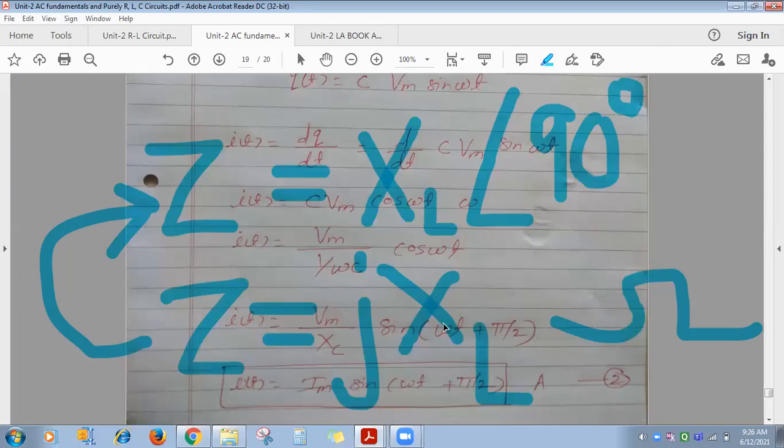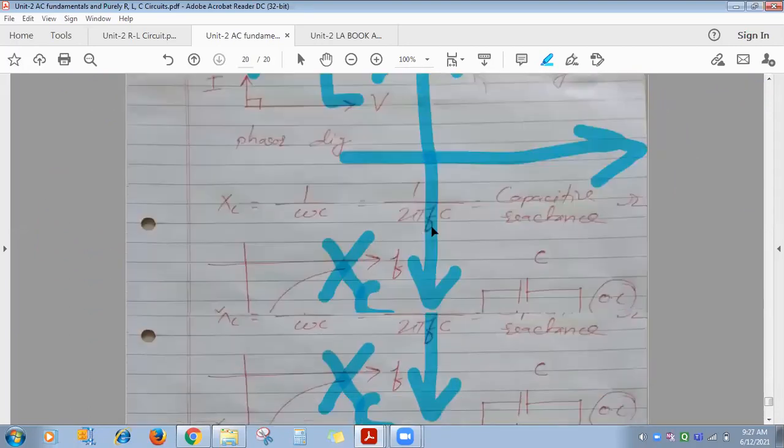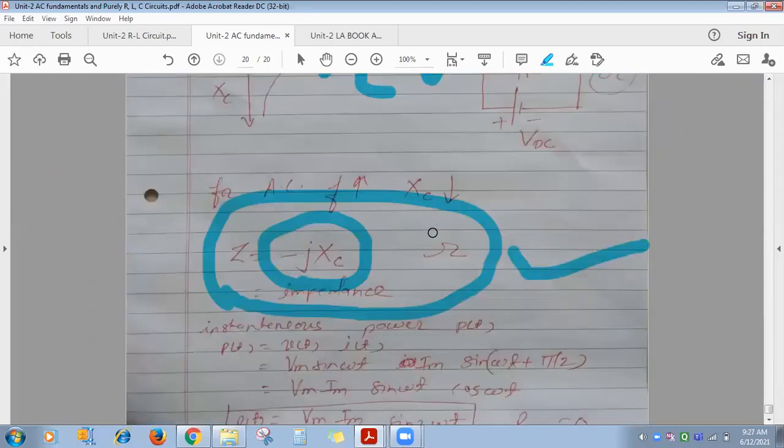Sometimes there is the possibility that the options given to you are in rectangular or in polar. So the polar form of this is XL at an angle of 90 degree. Isn't it? Got it? Similarly here Z is minus JXC.